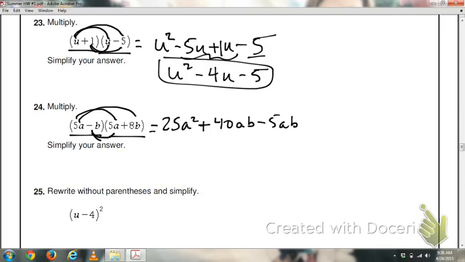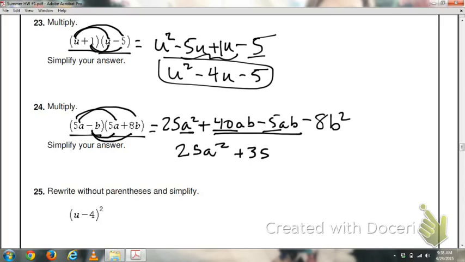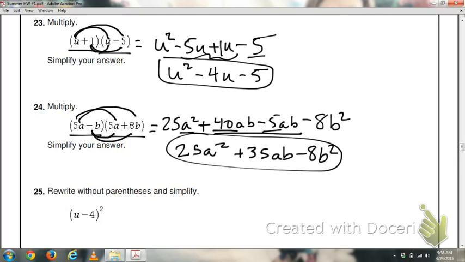And then if I do negative b times positive 8b, that's going to be negative 8b squared. Now I have to look for some like terms. And I think I have them right here. There is no other a squared term, so I'm going to copy down 25a squared. 40ab's minus 5ab's is positive 35 if I subtract 40 and 5. And then the ab stays the same. And then I copy down negative 8b squared as my final term there.